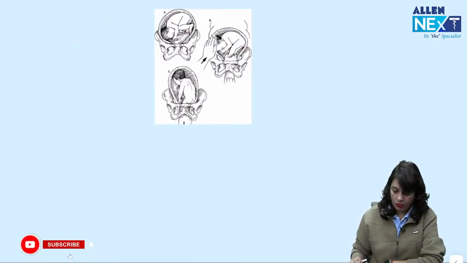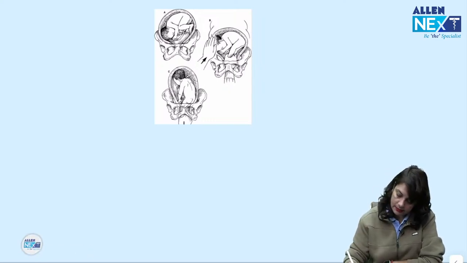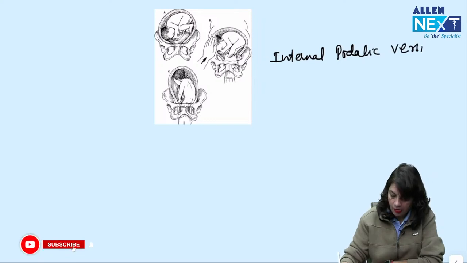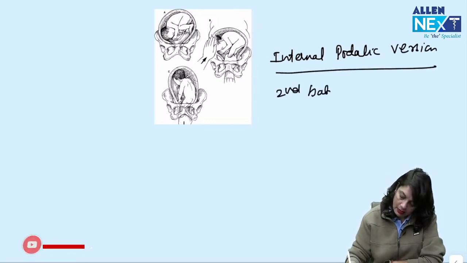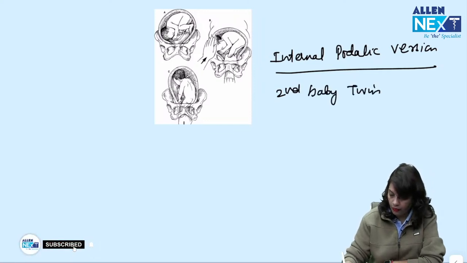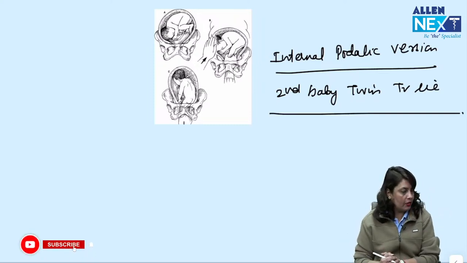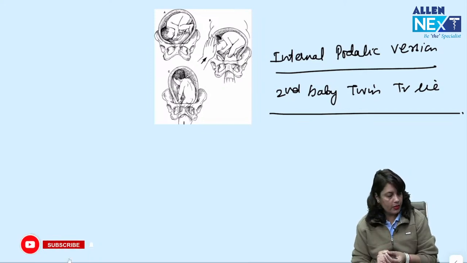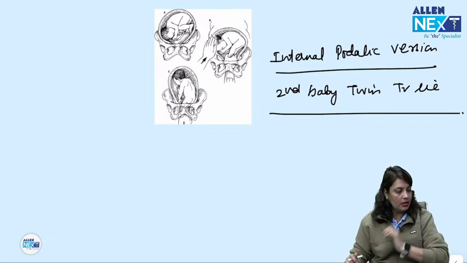Next, identify what this maneuver shown in this case is. This is internal podalic version in the second baby of twins, which is in transverse lie. Internal podalic version is done only in one indication: second baby of twins in transverse lie, in the operation theatre under general anesthesia.